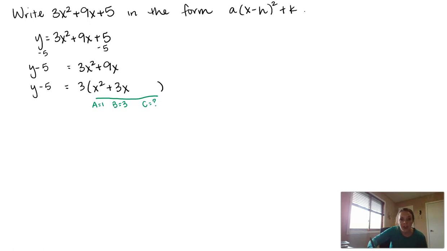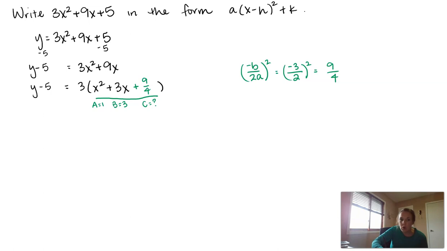Well, that comes from negative b over 2a, or in this case, since our a is 1, just negative b over 2, squared. And so our b was 3, so negative 3 over 2 times a, which is 1, gives us 2. And then we square that. So that becomes 9 over 4. So that's what we're going to add now in that little blank space that we left. And so that's why it's helpful to have just a little bit of extra space here. So we add 9 over 4.